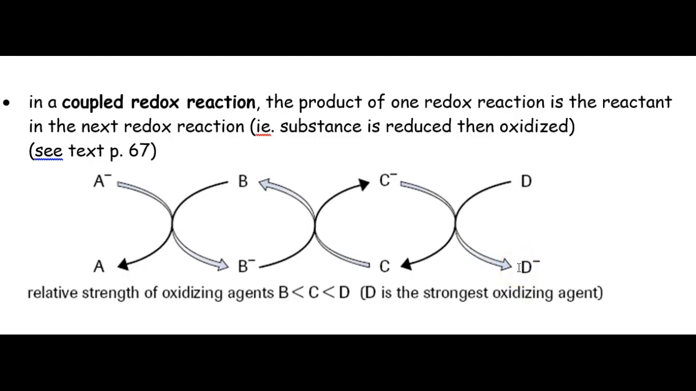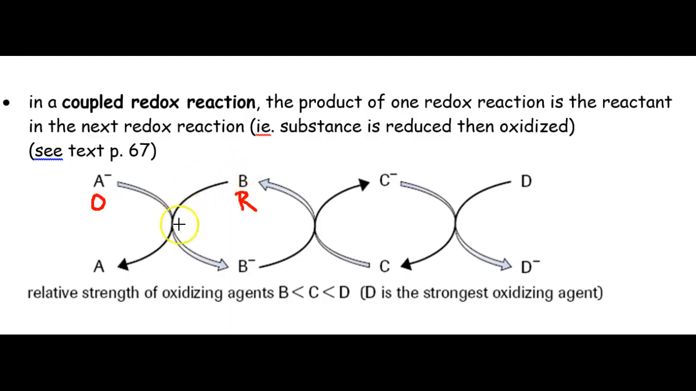So that's what we mean by a coupled redox reaction. We have our A minus losing the electron, so it's oxidized. And so it's losing the electron, so it's oxidized. But the thing that's gaining is B. B is reduced, right? So for every oxidation, there has to be a reduction, right?